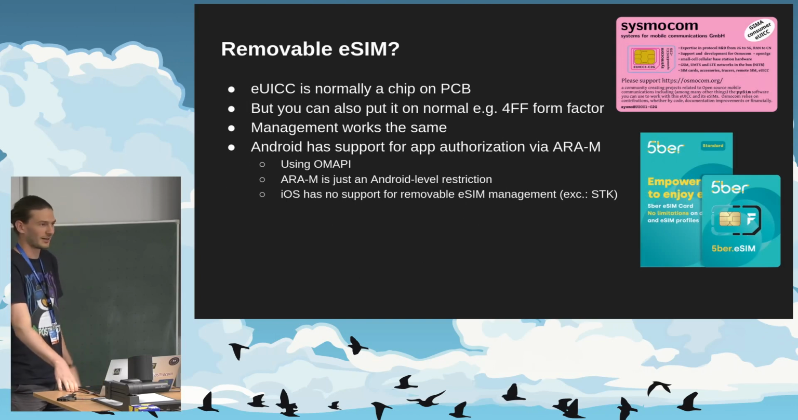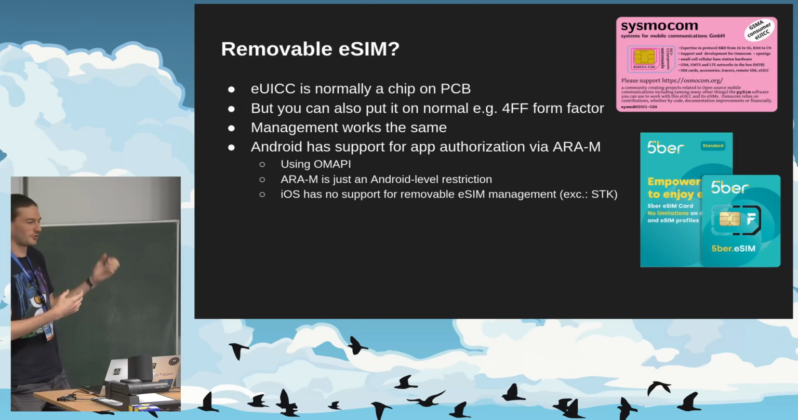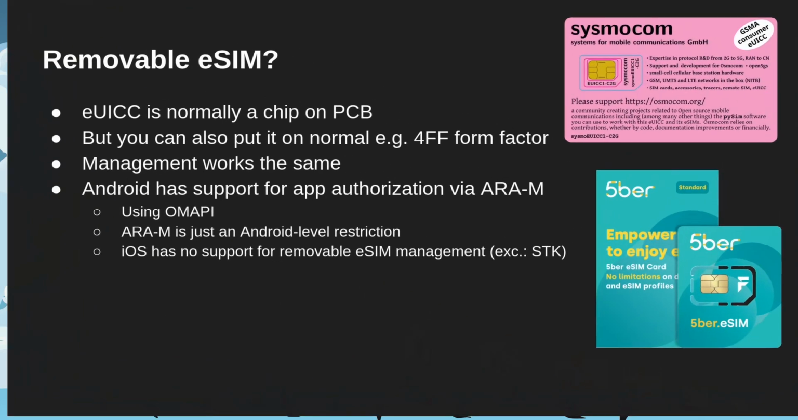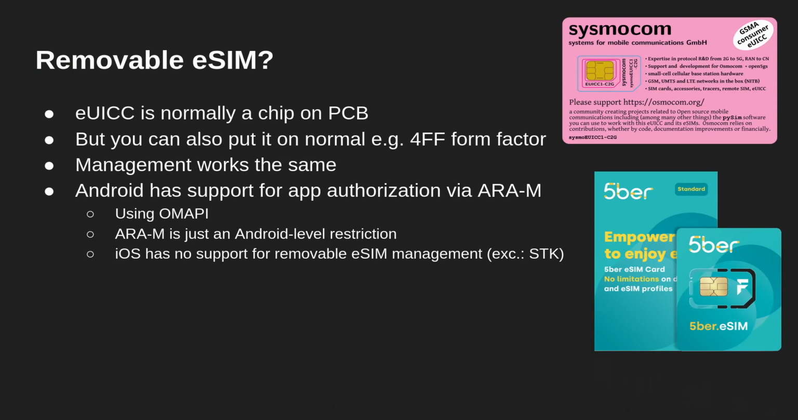Removable eSIM. I was just talking about the eSIM that's actually soldered on the PCB, but there's nothing special about this that you can't put in a plastic form factor. You can just use the nano SIM form factor, put it in your phone, and then you have essentially the same chip running in a different form factor. The 4FF form factor is nano SIM, or normal size SIM card or micro SIM, I think it was called. Management works exactly the same.